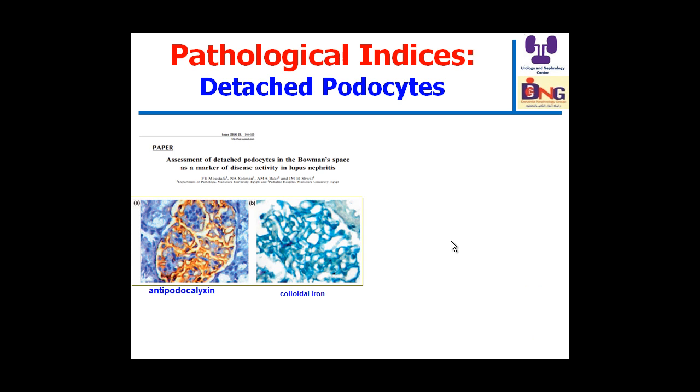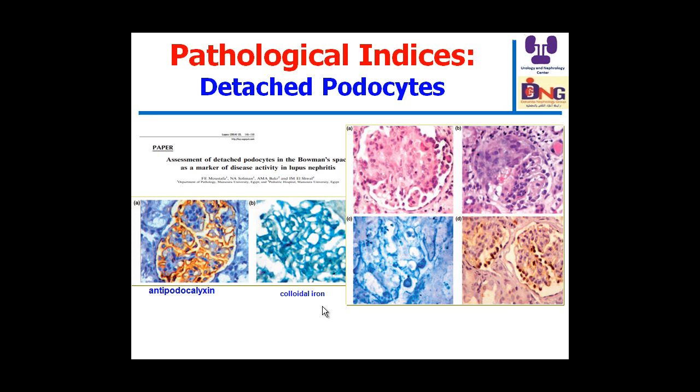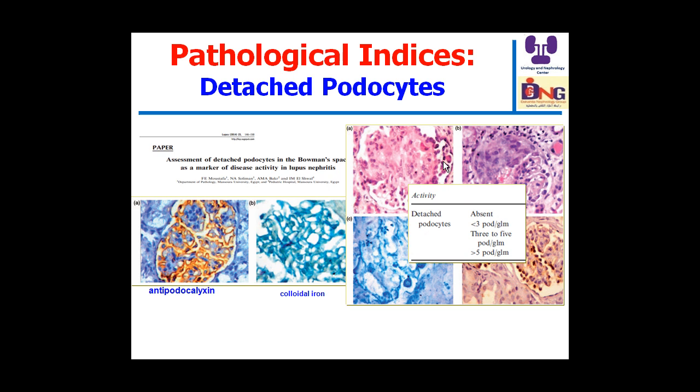Here, this is an interesting article by Professor Fatma Hussein looking at podocyte detachment. In this study, Professor Fatma et al. found that podocyte detachment is correlated with activity of lupus. So this is the normal appearing glomerulus with antipodocalyxin, which is the stain for podocytes, and shows the nice appearance of podocytes that decorates everything, so it's very nice by antipodocalyxin and colloidal iron. Look here, for lupus nephritis, you'll find detachment of the podocyte within Bowman capsule.